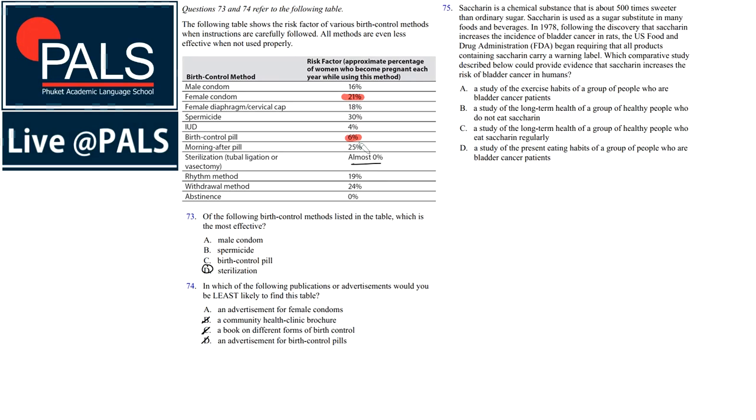21% is one of the highest risk factors in here, so therefore it does make sense to use this table to advertise female condoms.